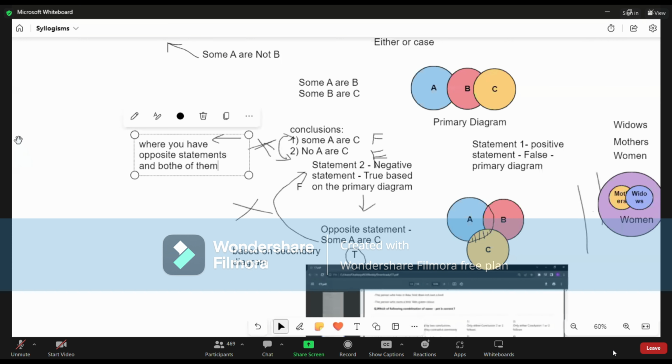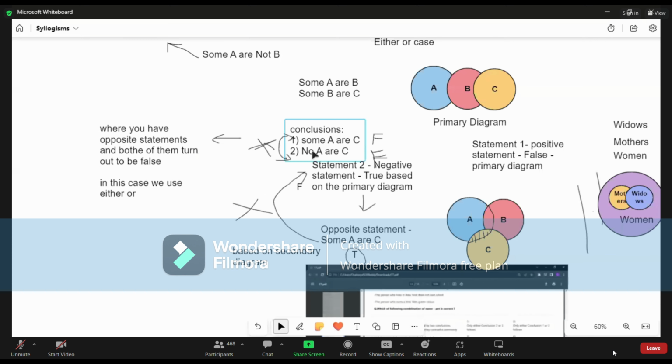In this case, we use either-or, because at least one of them has to be followed, as they are opposite. At least one of them has to be true. So in this case we use either-or. Is it clear?